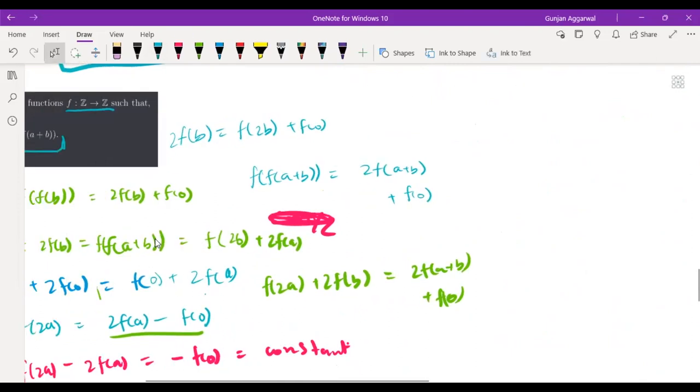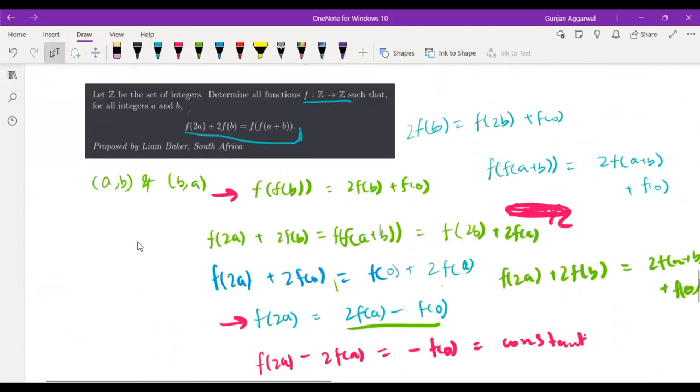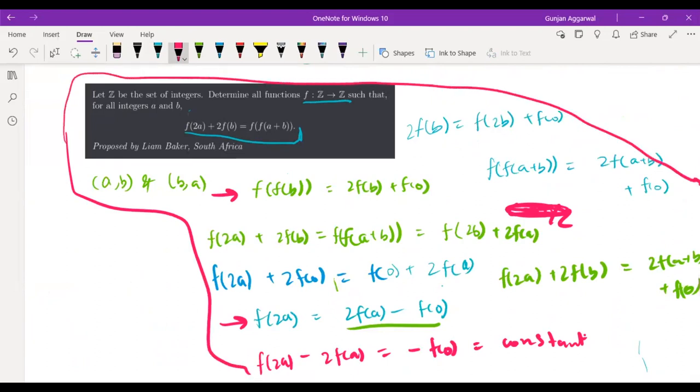Yeah. Okay. I think we're running out of time. That's not verified. So we are leaving here. Yeah, I think we're running out of time. Any doubts? I hope you can verify from here.